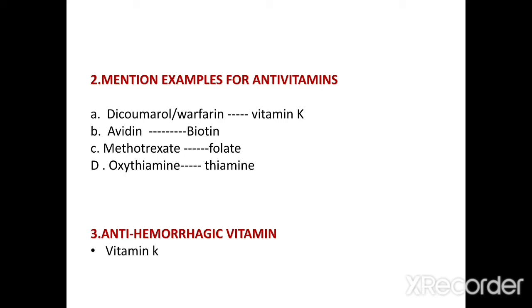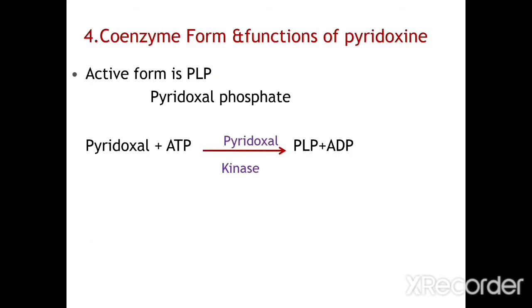Next question is antihemorrhagic vitamin. Vitamin K is known as the antihemorrhagic vitamin because it is necessary for blood coagulation. Factors like factor 2, 7, 9 and factor 10 are dependent on vitamin K. Coenzyme form and functions of pyridoxine.